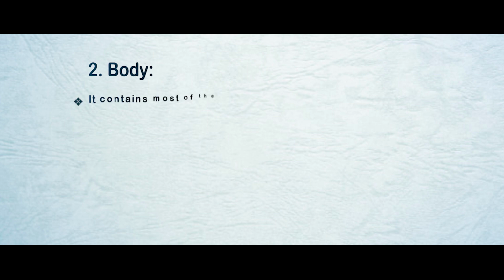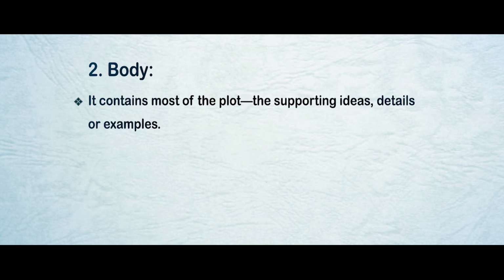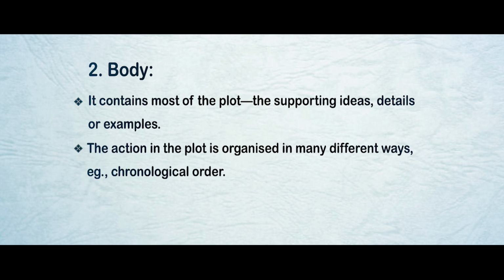Now let's move on to the second one, that is the body paragraph. The body paragraph contains most of the plot, story, supporting ideas, details, and examples. Now, when you write the supporting details and examples, how do you do that? It has to be organized. The action needs to be well sequenced, which means again the words chronological order come here.